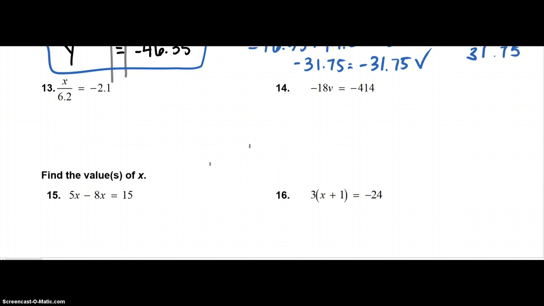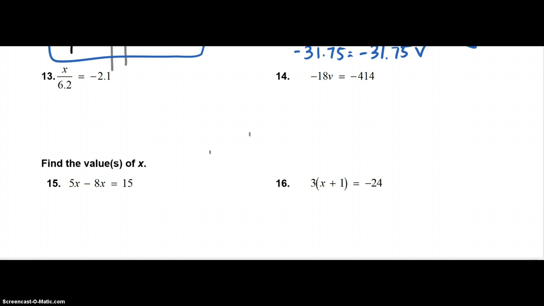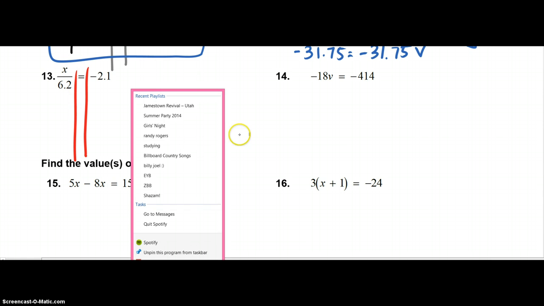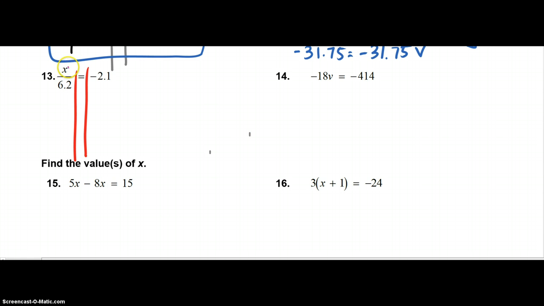Number 13 has x over 6.2 equals negative 2.1. So again, I'm going to draw those two parallel lines. Now on the left side here, I am doing division. That fraction bar means division. So I'm going to multiply both sides by 6.2 in order to undo the division. So those cancel out on the left side. I'm left with x equals, and then negative 2.1 times 6.2 will be a negative number since we're multiplying a negative by a positive. And we should get negative 13.02.